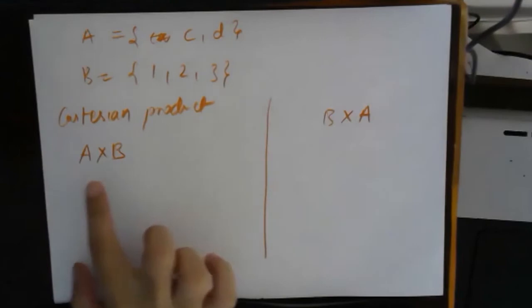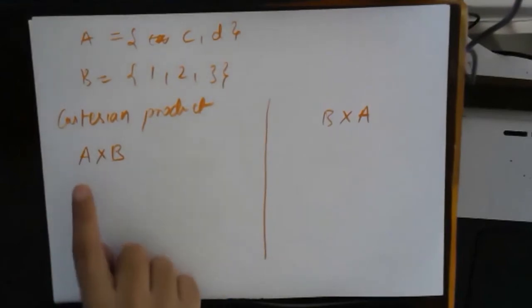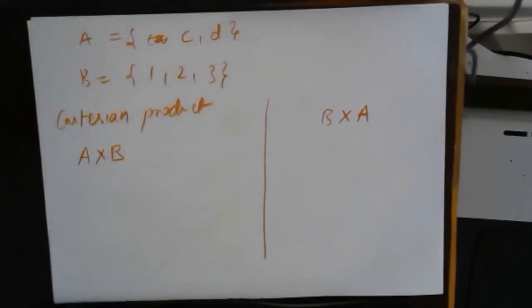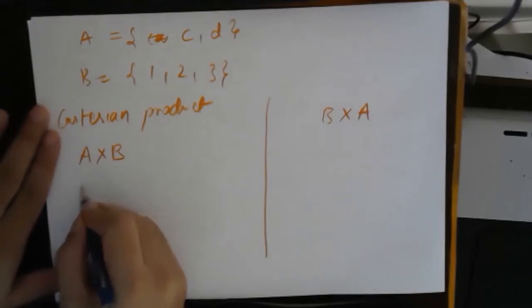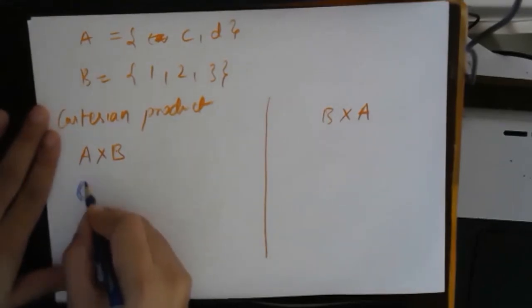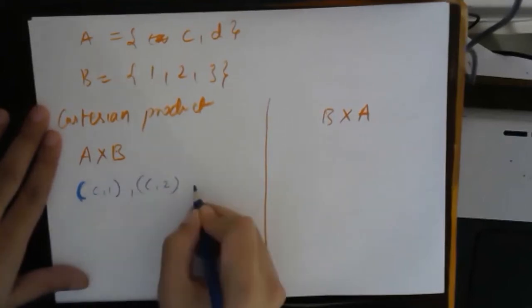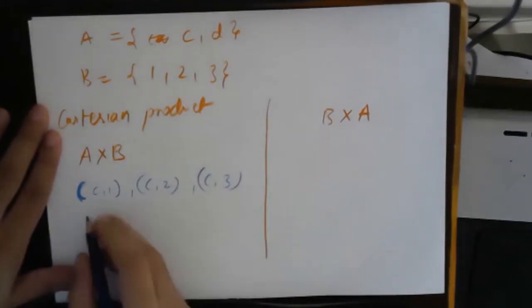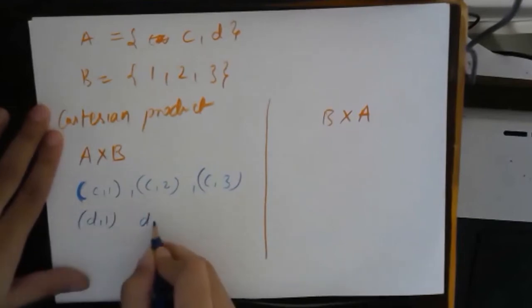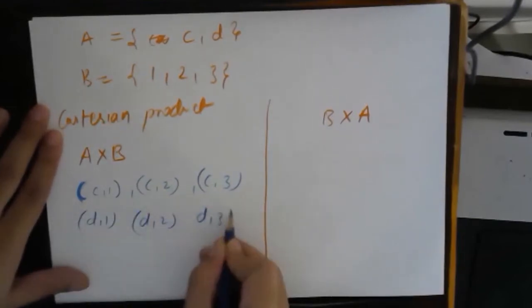Right. So first let's see. First write from A to B, A cross B. A cross B will be this bracket. This bracket is important. C comma 1, C comma 2, C comma 3. Then D comma 1, D comma 2 and D comma 3.